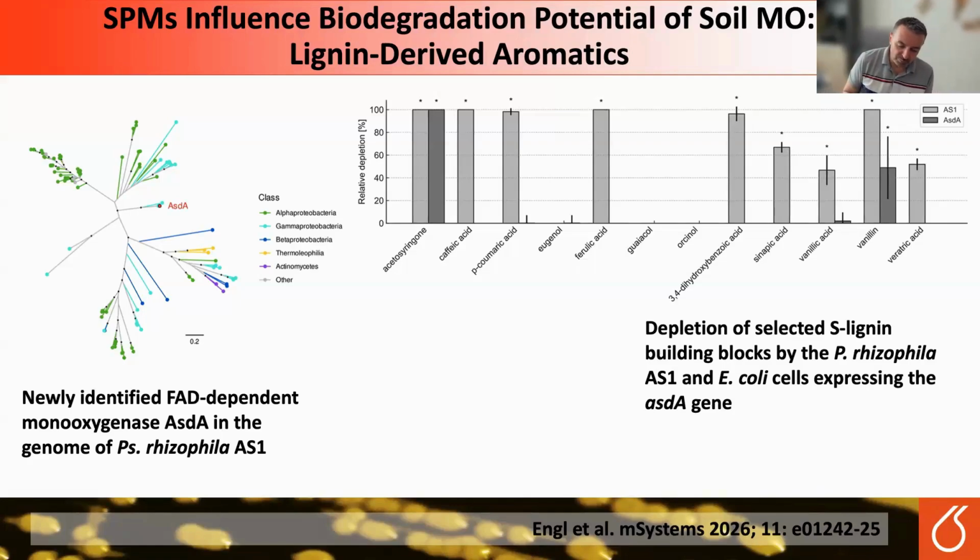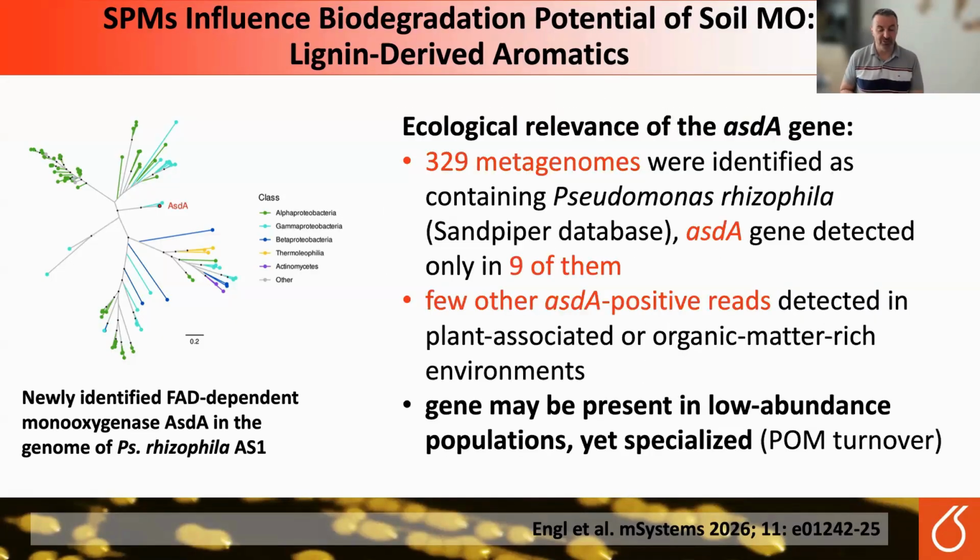We also wanted to know a little bit more about the ecological relevance of the ASDA gene. So we were first wondering how come it hadn't been discovered until we came with our research and with our cultures. So we investigated more than 300 different kinds of metagenomes that are available out there, and we searched for those that harbored Pseudomonas rhizophila. We were only able to detect the ASDA gene in 9 of these metagenomes. So with this, we thought, okay, it looks like it's not a very abundant gene.